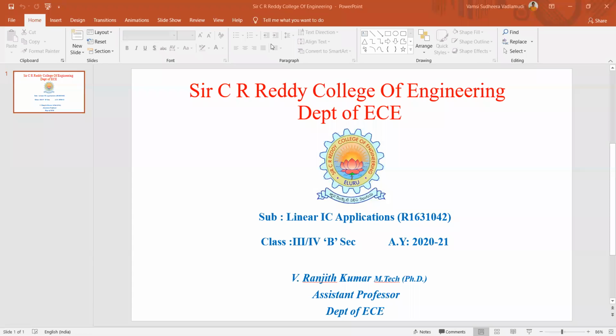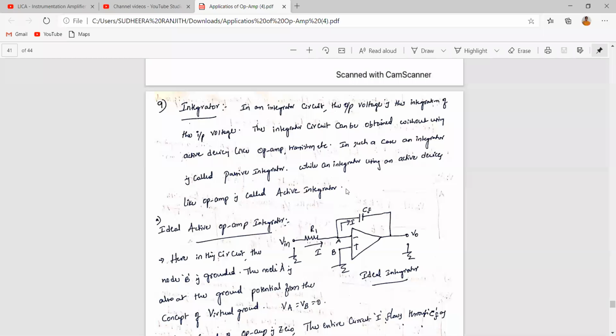So, today one more application of operational amplifier, an integrator. Integrator is one of the examples of linear applications of op amp. The name itself explains what an integrator is. An integrator is a circuit whose output voltage is the integration of the input signal.